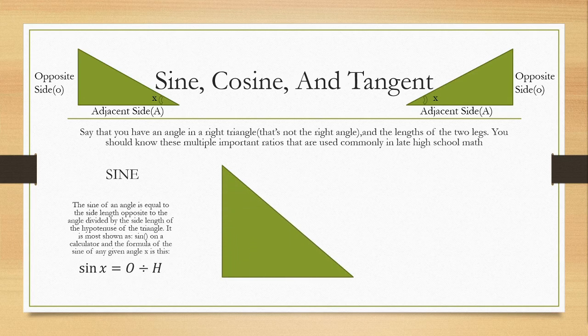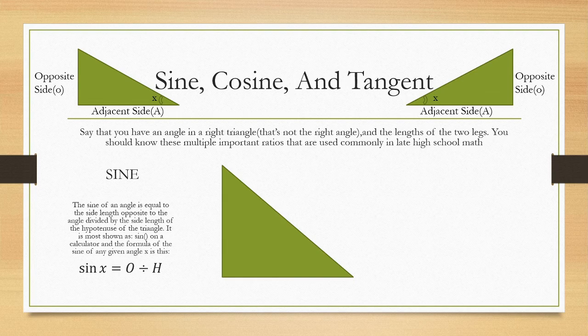Sine. The sine of an angle is equal to the side length opposite to the angle divided by the side length of the hypotenuse of the triangle. It is most shown as sin on a calculator, and the formula of the sine of any given angle x is sine of x is equal to opposite over hypotenuse.